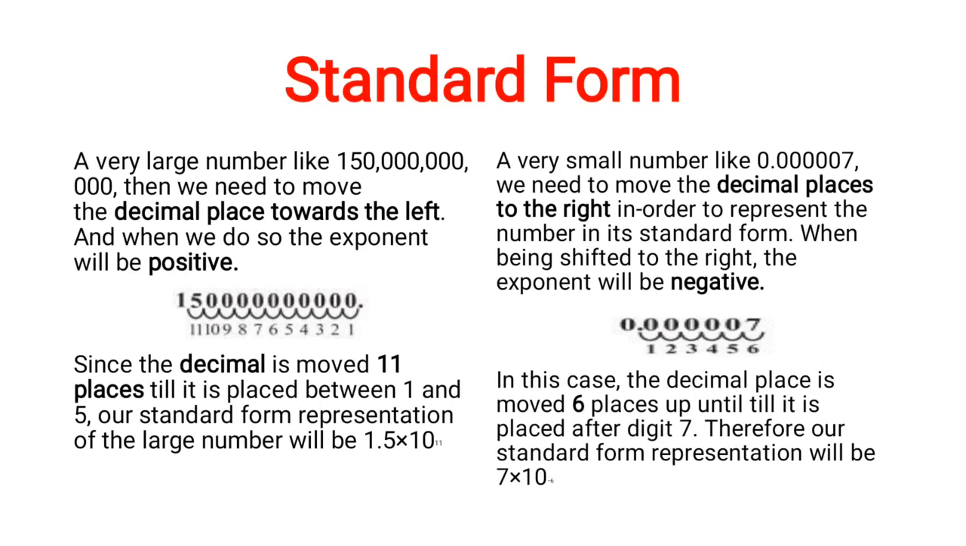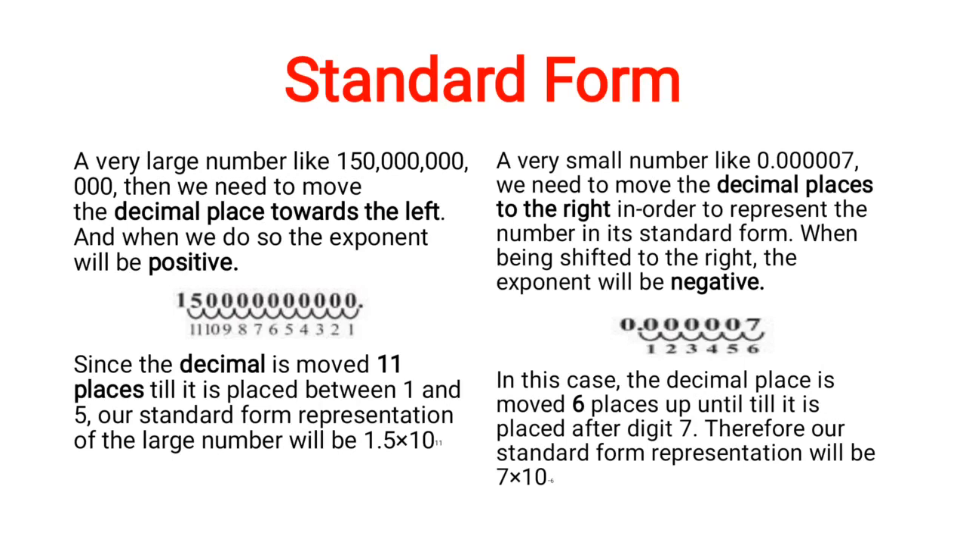The first one is of 150 billion. Well, here, a very large number like 150 billion is given. Then we need to move the decimal point towards the left, and when we do so, the exponent will become positive. Well, here, as it is shown, the decimal is moved 11 places till it is placed between 1 and 5, and thus our standard form representation of the large number will be 1.5 into 10 raised to 11.